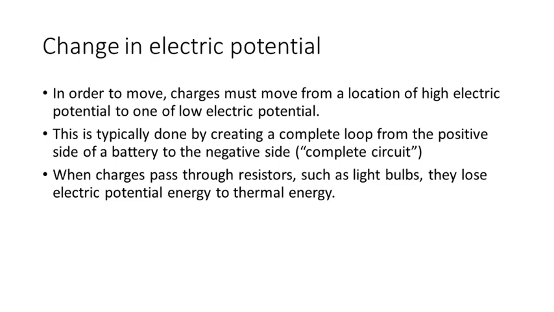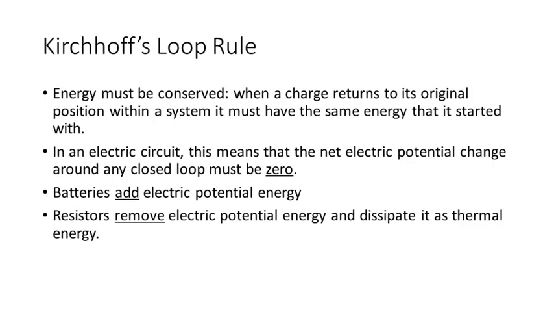So in order to move, charges have to move from a location of high electric potential to one of low electric potential. In other words, they roll down an electric hill, to use an analogy. Typically what you do is you create a complete loop from the positive end of a battery to the negative end, which is often referred to as a complete circuit. There are other ways to create an electric potential difference and get a current, but that's typically the most common way. And again, when charges pass through resistors, like light bulbs, they lose electric potential energy to thermal energy. And that's why light bulbs are hot.